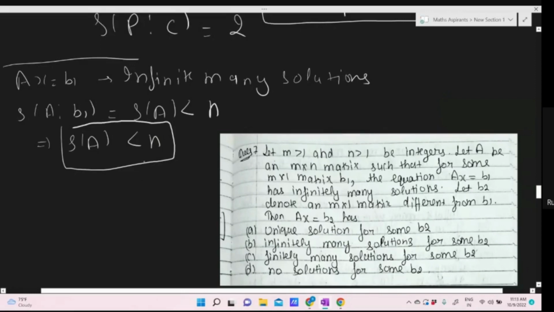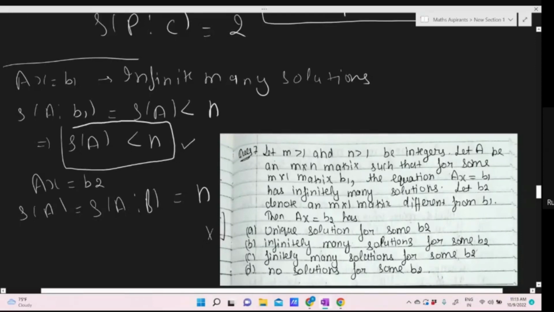Let b2 denote an m cross 1 matrix that is different from b1. Then we have to conclude whether Ax equals b2 has a unique solution, infinite solutions, finitely many solutions, or no solution for some values of b2. For a unique solution, we will have rank of A equals rank of A augmented b equals n. Now, from this condition, we can conclude that rank of A is less than n. For a unique solution, we must have rank of A equals n, which is not possible. Therefore, option A is the incorrect option.